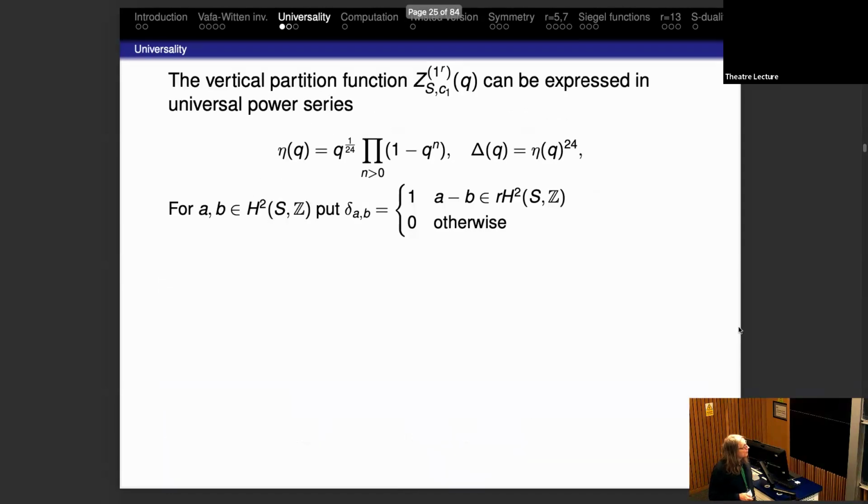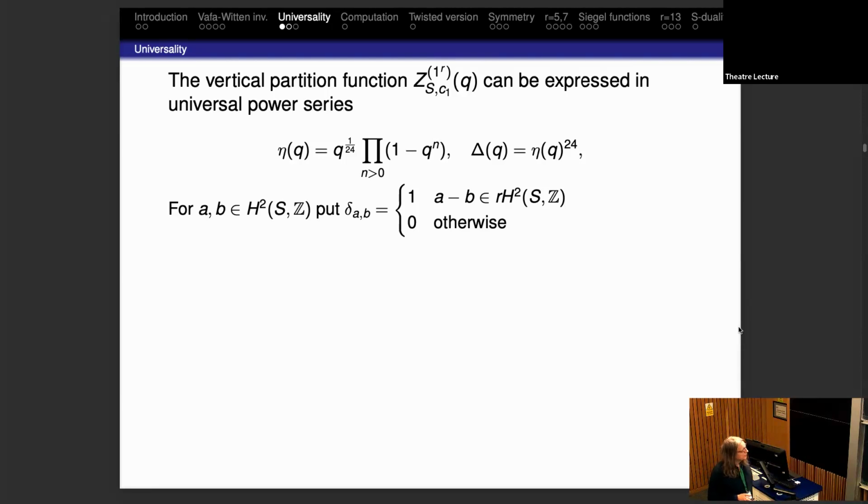Okay. So now I want to start on how one could possibly try to compute something like that. One of the things is that we have what one could call universality, universal formulas for these Vafa-Witten invariants. So let's look at this for the vertical partition function, where one can actually prove it. We can express it in terms of some universal power series.